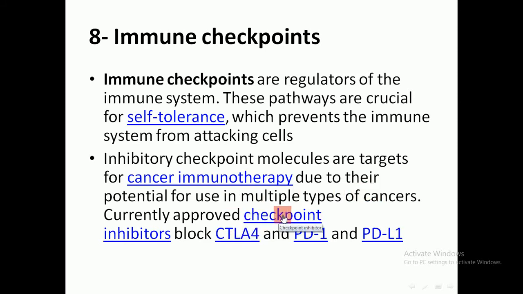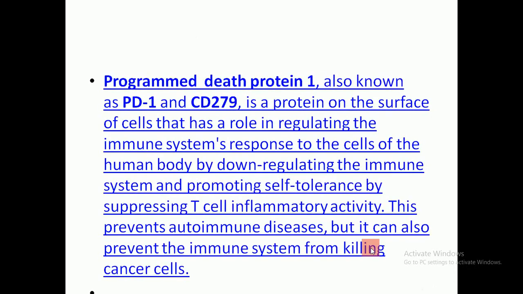Due to their potential for use in multiple types of cancer, currently approved checkpoint inhibitors block cytotoxic T lymphocyte antigen 4, and PD1 and PD ligand 1. PD1, which is programmed cell death protein 1, also known as CD279, is a protein on the surface of cells that has a role in regulating the immune system's response to the cells of the human body by down-regulating the immune system.